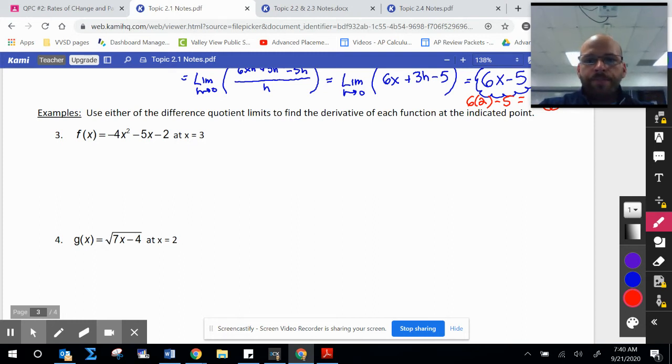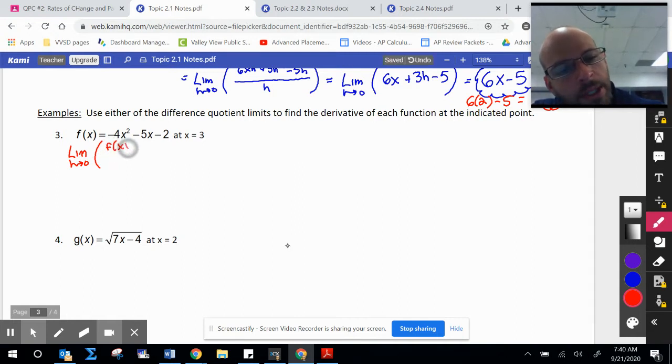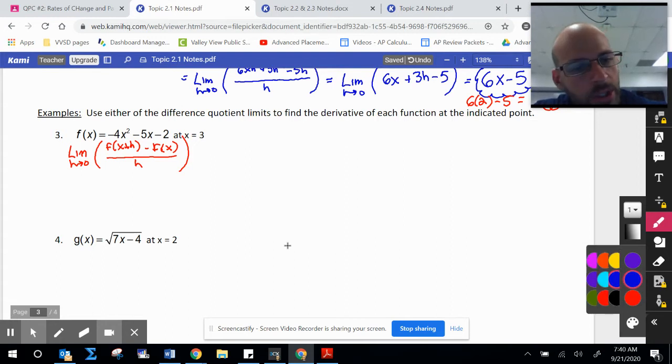I'm going to start number 3. I'm going to set up my formula. Again, I want to give you something for notes. You could probably do this in fewer steps than me, but I want to make sure you have a good video to watch. All over h. So this is my difference quotient. Now I'm going to substitute in.